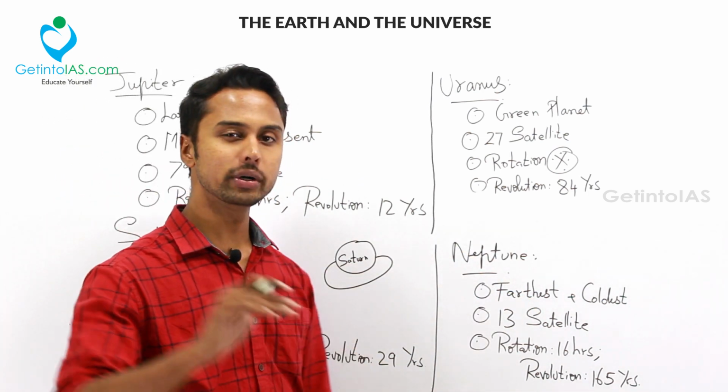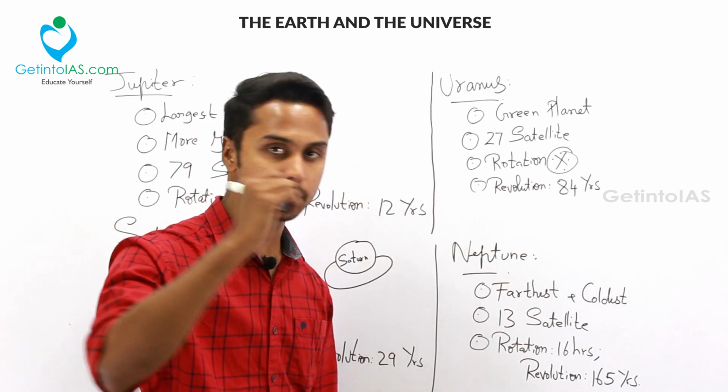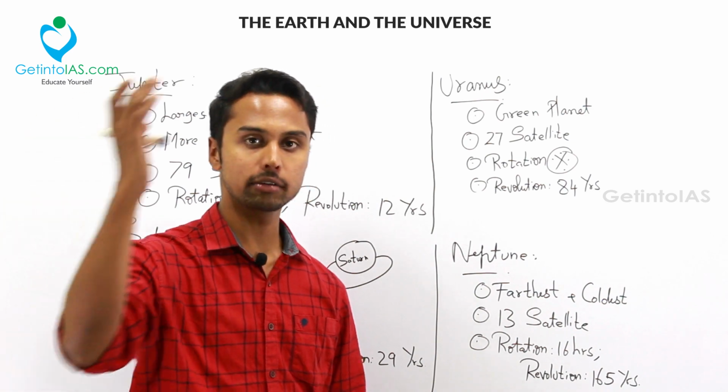Neptune, you know, is the farthest, the 8th planet. So it is very far. So there are no solar winds, and nothing will affect this planet.